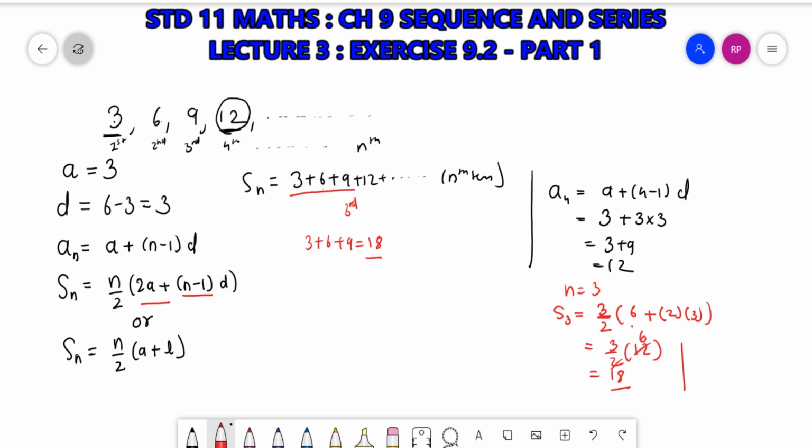If I use the other formula, Sn equal to n by 2 into a plus l, so 3 by 2, a, what is the first term? 3, plus l, what is the last term? 9. So it's 3 by 2 into 3 plus 9, that is 12. 2 ones are 2, 2 sixes are 12, that is equal to 18. Clear? So these were the formulas: this is for the difference, this is the formula for the nth term, and this is the sum of the series till the nth term. Note down these formulas. Then we'll start with exercise 9.2.